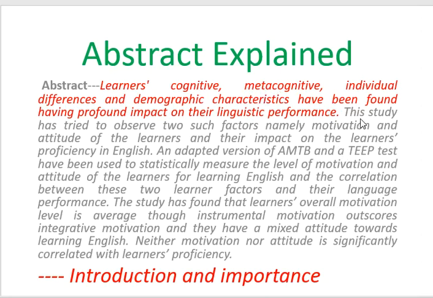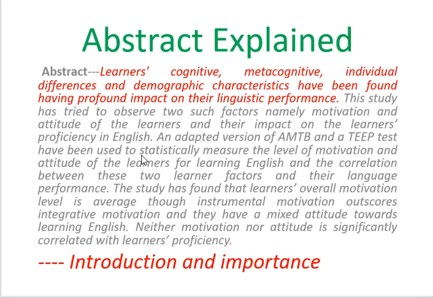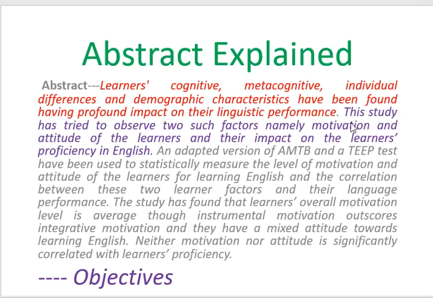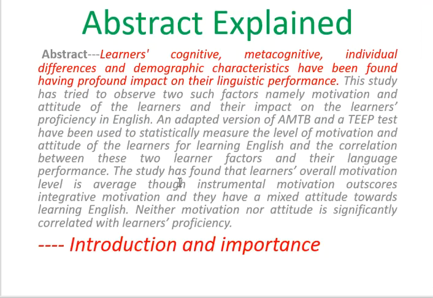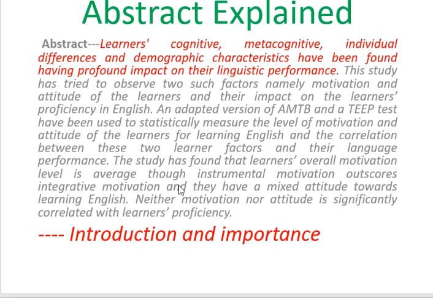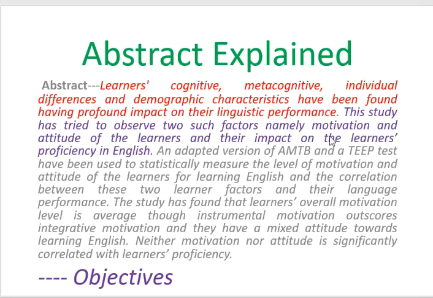Then: this study has tried to observe two such factors, namely motivation and attitude of the learners and their impact on the learners' proficiency in English. So this is the next one. You see that this sentence states the objectives. This study has tried to observe two such factors, that is attitude and motivation, and then their impact on the learners' proficiency in English. So it states the objectives.